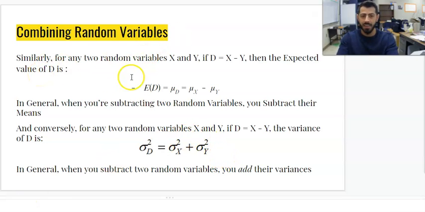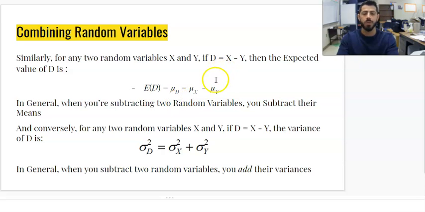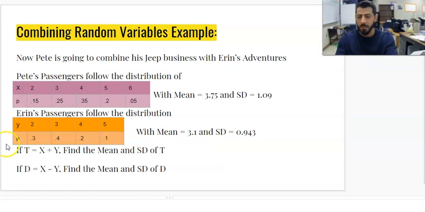Basically, when you add two random variables, you add their means and add the variances to get the new mean and variance. If you are subtracting two random variables, you would subtract the two means to get the new mean, but you would still add the variances to get the new variance. And we're not going to look at when you multiply random variables with each other. We're not doing that.